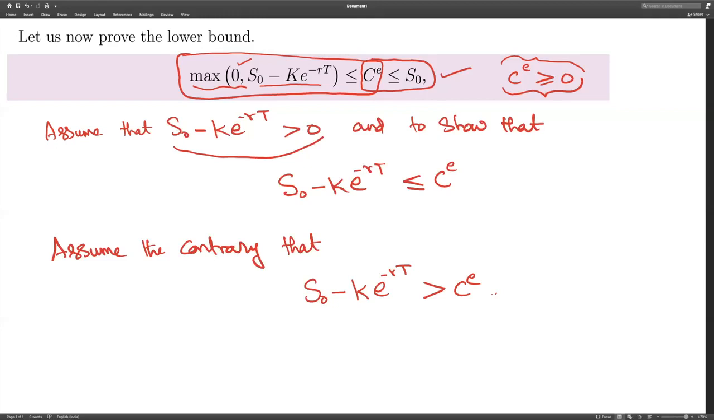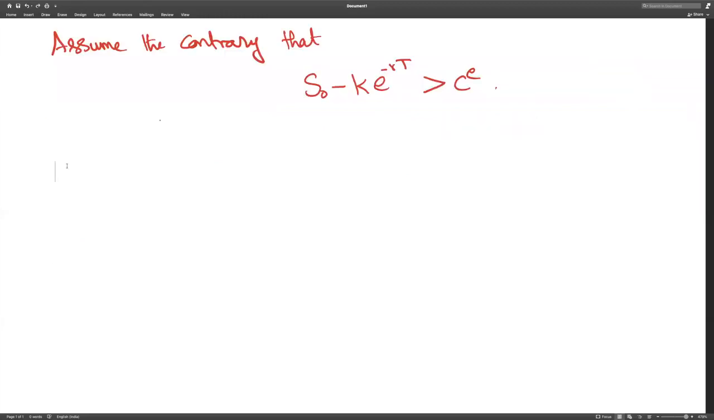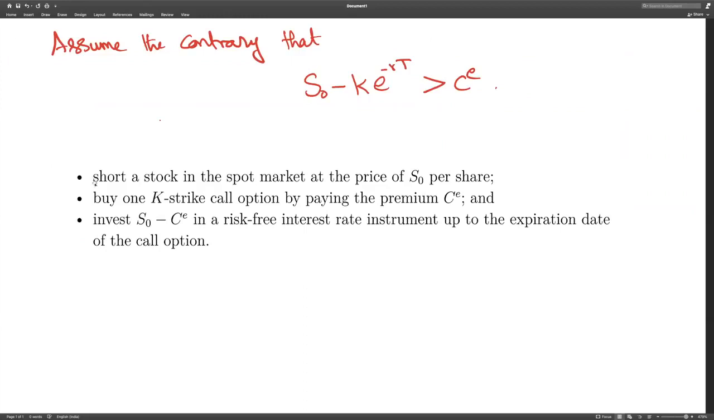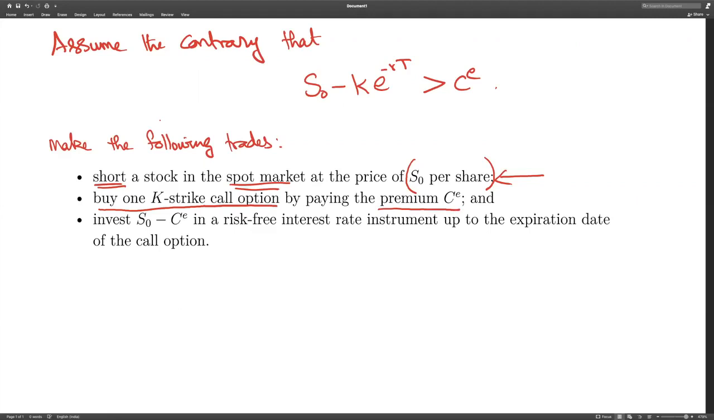We are familiar with this idea. The only thing is, in every case, you have to carefully choose your trades to build the suitable arbitrage portfolio. That is the only idea involved in all these theorems. Otherwise, the underlying idea is the same. So in the present case, we make the following trades. You short a stock in the spot market. By doing this, what you get is the price of the stock, and then you buy one K strike call option. What you will be paying for this is the premium CE. What remains is S0 minus CE.